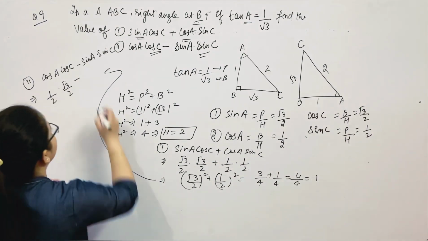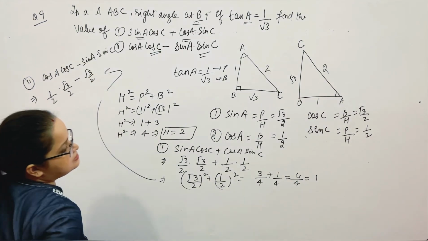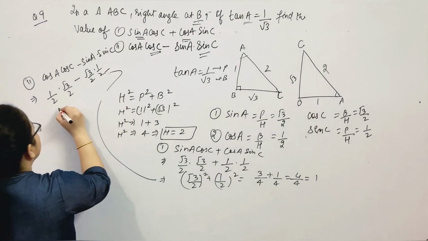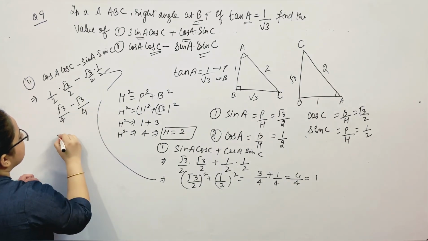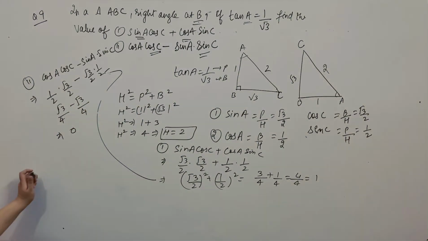sin A is √3/2 and sin C is 1/2. So it's √3/4 minus √3/4. Answer is coming as 0.